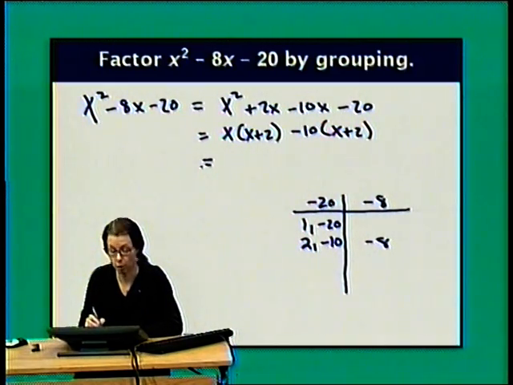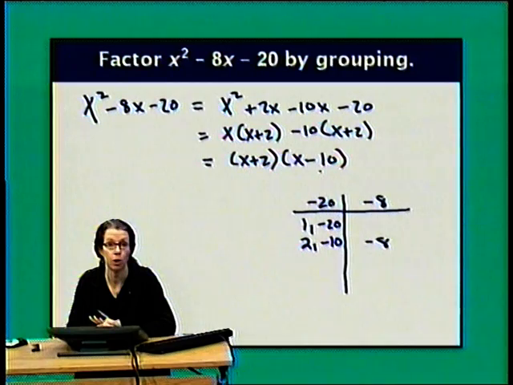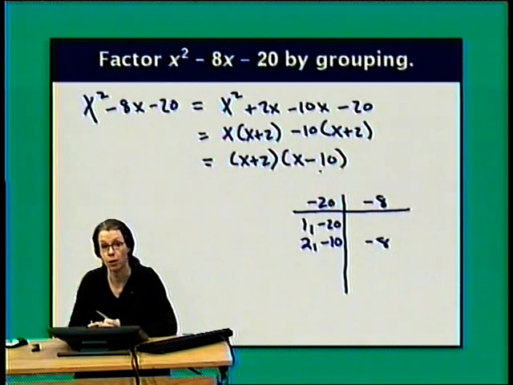Both terms have a common factor of x plus 2. When I factor that out, I leave behind x minus 10. A quick check using FOIL shows that the product of these binomials is indeed x squared minus 8x minus 20.